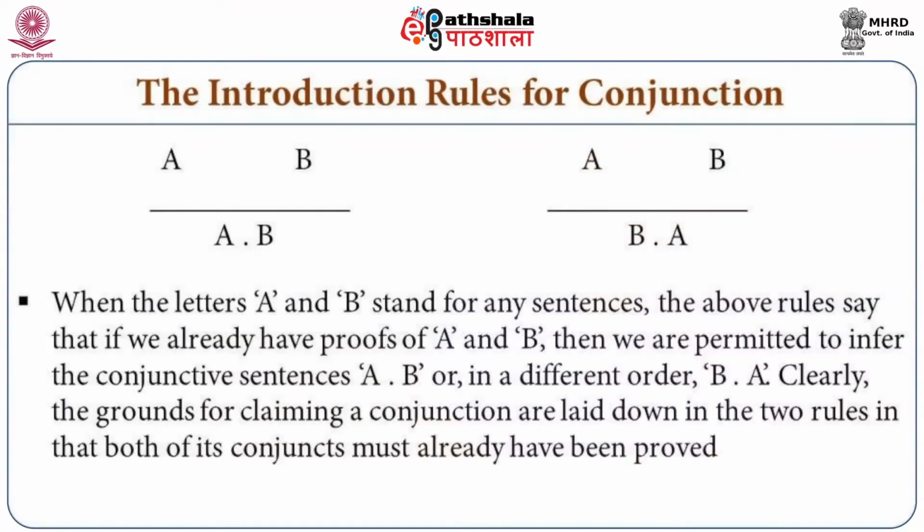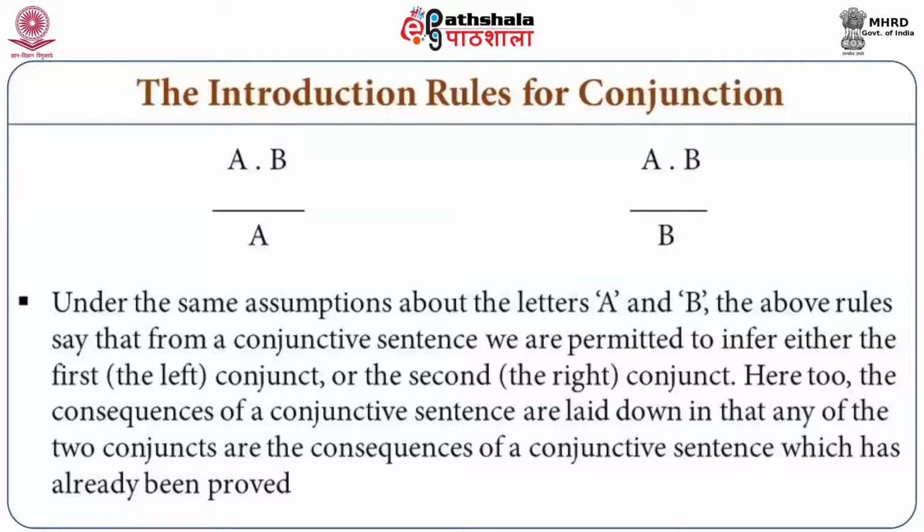You look at the PowerPoint. The introduction rules for conjunction. If we have a sentence A and then another sentence B, and these are shown to be true, in other words, proved to be true, then from there we can infer the conjunction of A and B. Or, given the sentence A and another sentence B, which are both shown to be true, or for which we have given a proof already, then we can infer the conjunction of B and A.